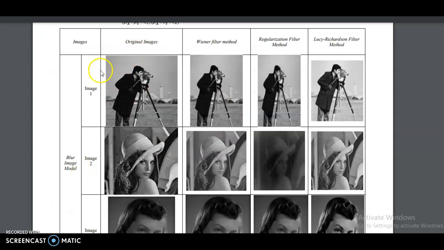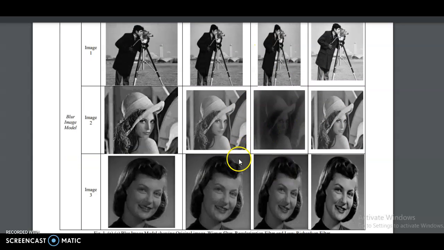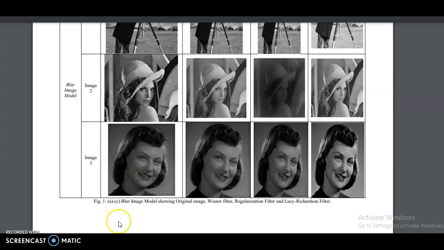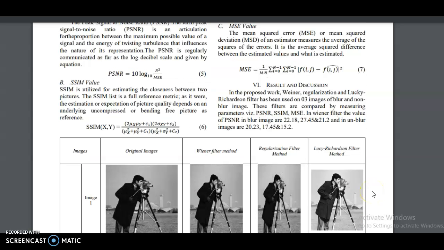Model, for example, image 1: original image, Wiener filter method, regularization filter method, and Lucy Richardson filter method. Image 2 is the same, only different here. In image 3 it shows like this. So the blur image model shows the original images, Wiener filter, regularization filter, and Lucy Richardson filter.